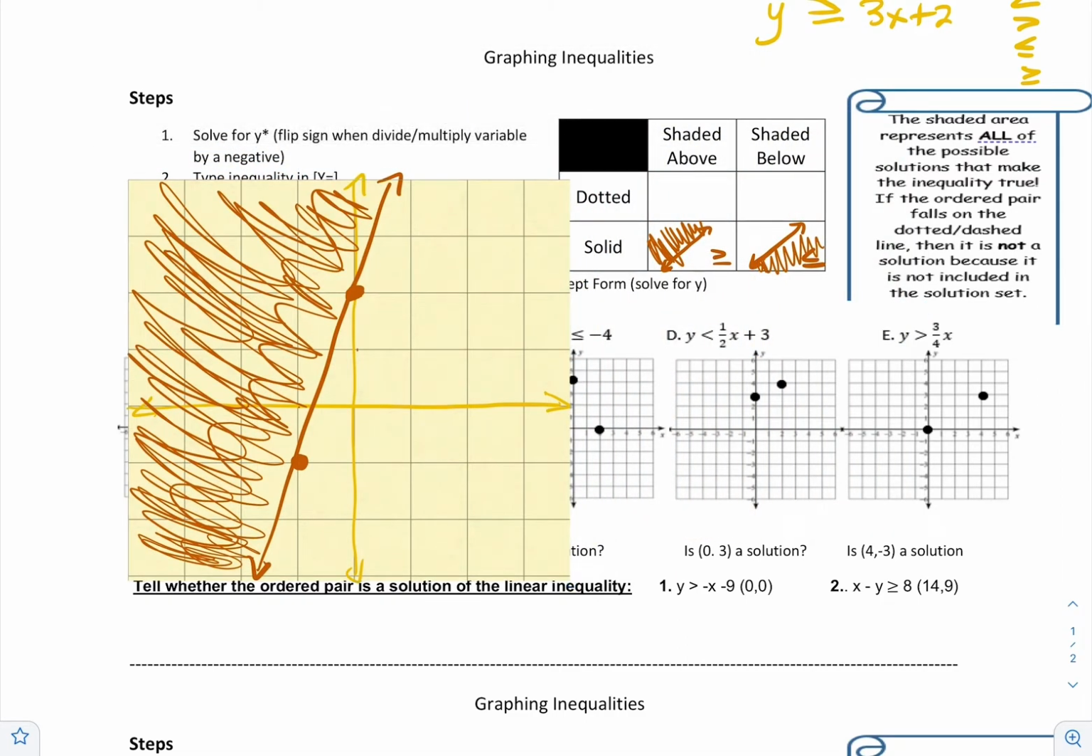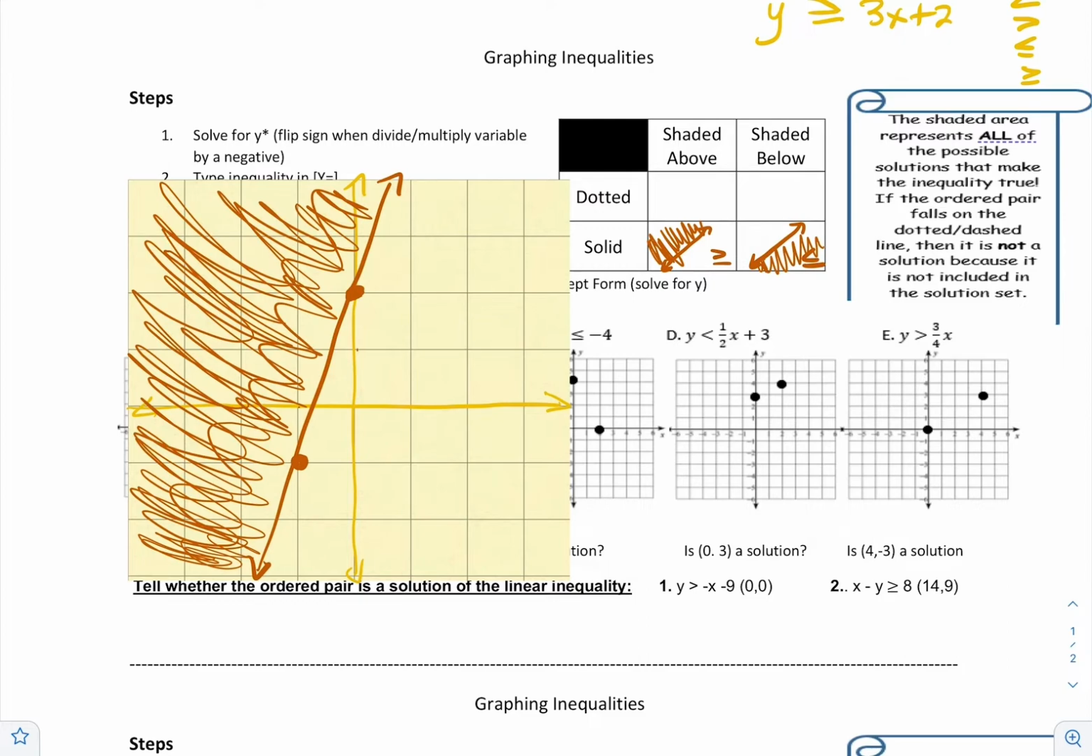All right. We have this graph here, and it looks real good. Everything that's in the shaded region is a part of y greater than or equal to 3x plus 2. So that means if I were to plug in a point in this shaded region, or even on the line, this statement should be true.